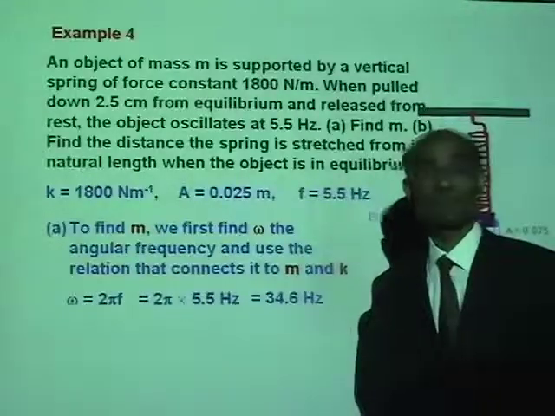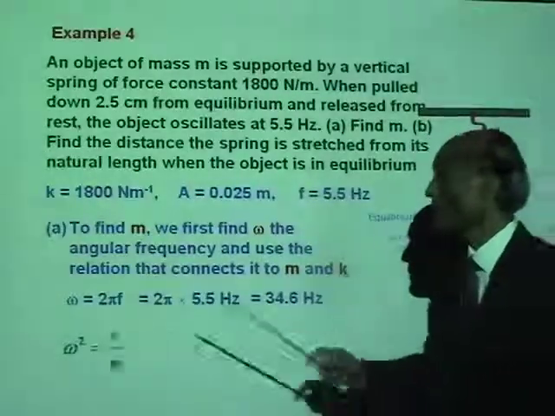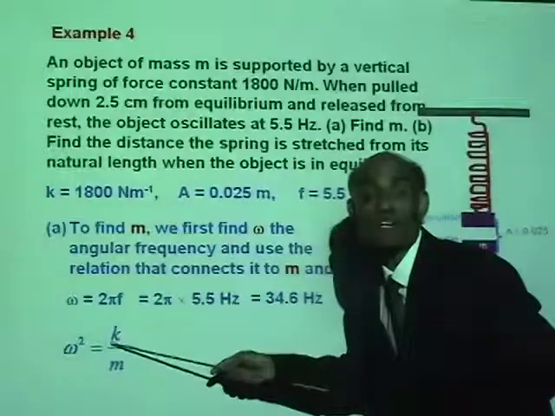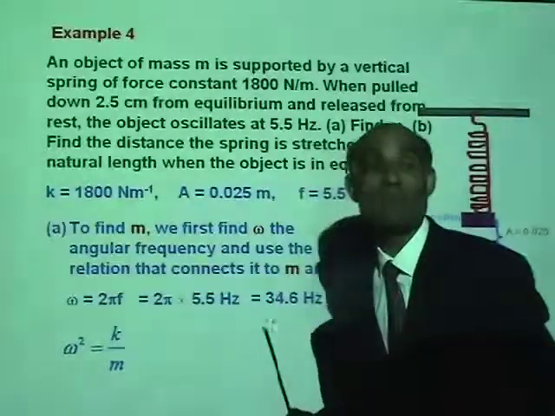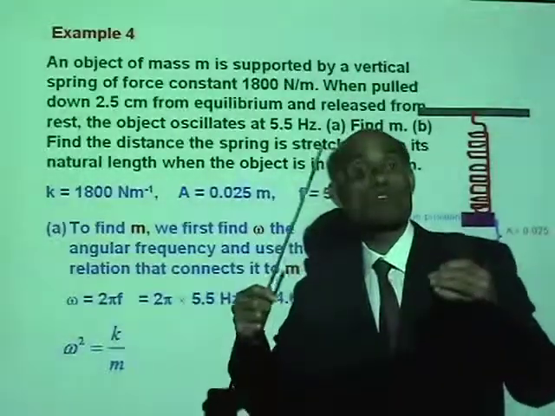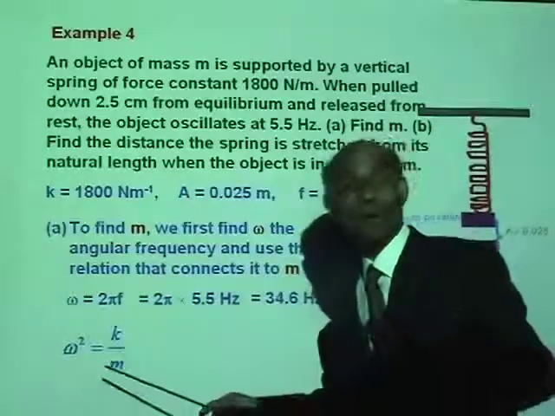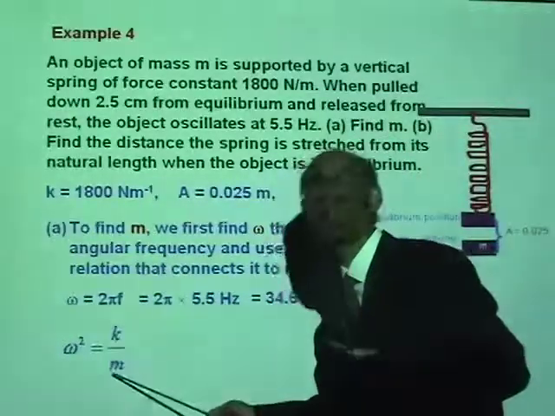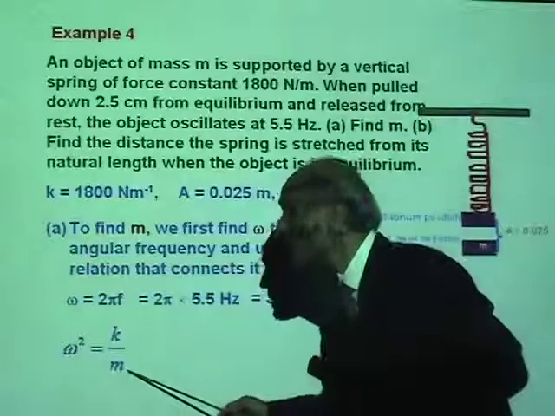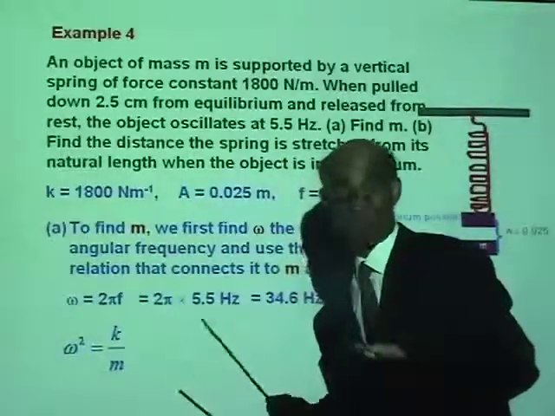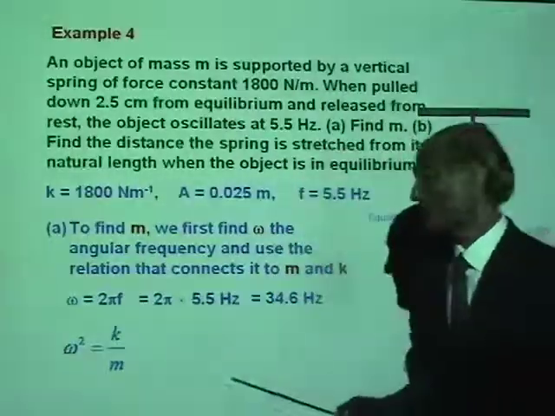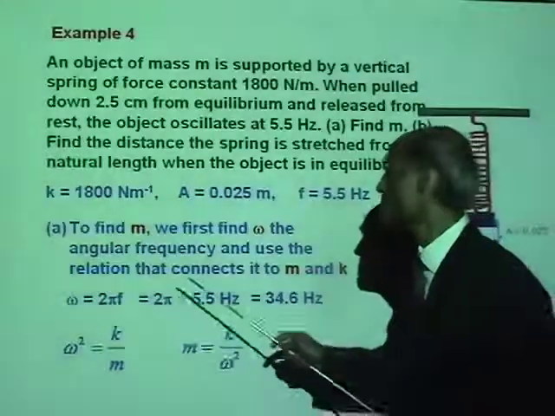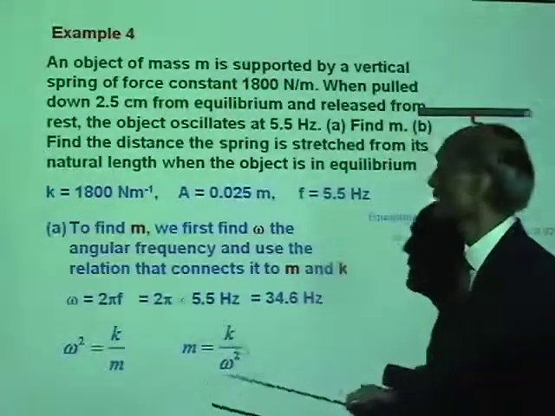34.6 Hertz. And now we write omega squared equal to K over m. Omega equal to square root of K over m. Omega squared is K over m. Now we are looking for m. So solve for m. What is m equal to? m equal to K over omega squared.